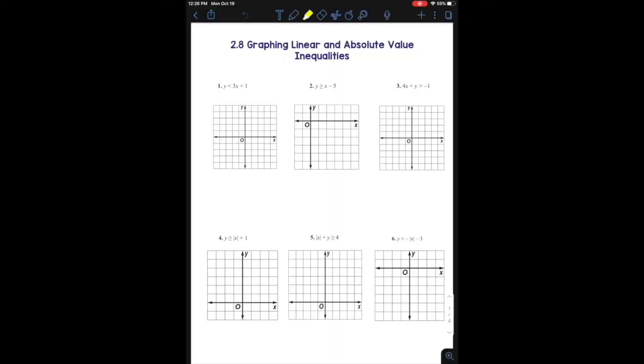Hey guys, today we'll be talking about section 2.8, graphing linear and absolute value inequalities. In the previous section, we graphed linear equations and absolute value equations. These are going to be very similar. However, remember, one of the main differences between equations and inequalities is that there are a lot more solutions in inequalities. And the way that you show those solutions on a coordinate plane is that you shade them.